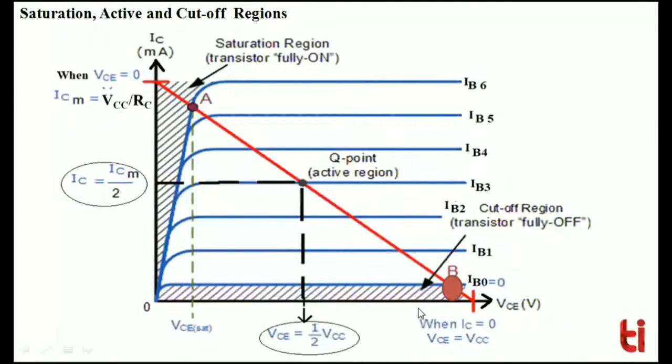Now next is the saturation point, point A. This is the point where the load line intersects the IB equals IB saturation curve, and the corresponding point on the x-axis is defined by VCE sat, that means the saturation voltage of collector to emitter, and the region between VCE equals 0 and VCE saturation is defined as the saturation region.